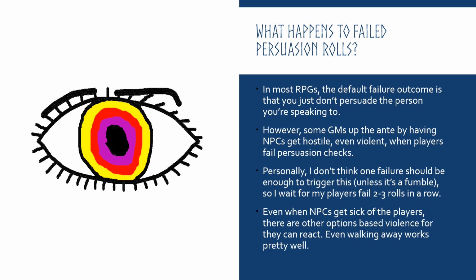Now, on some level, there is a degree of verisimilitude to this. If you really roll badly on a roll, or if you keep rolling badly over several rolls, then yes, of course, eventually you will irritate the person you're trying to convince to the point of hostility. And yes, this could always result in combat.